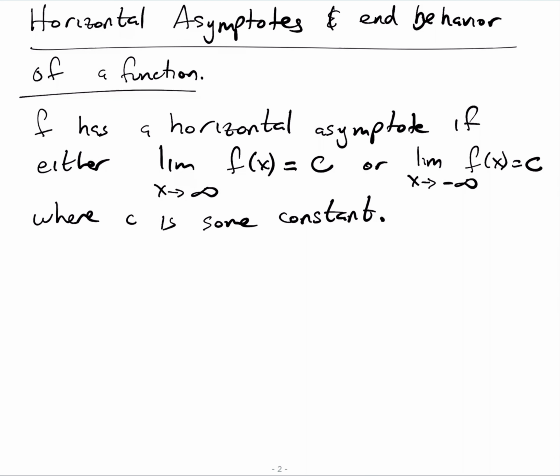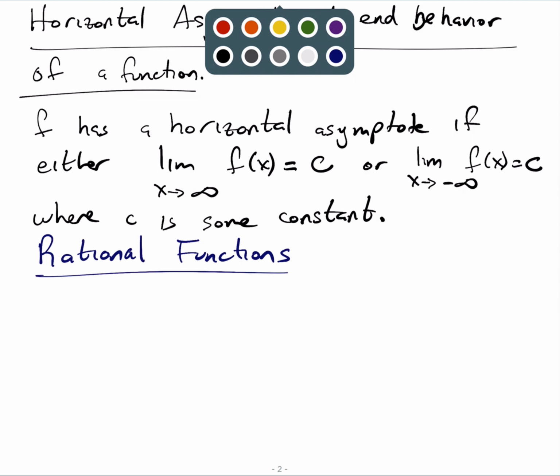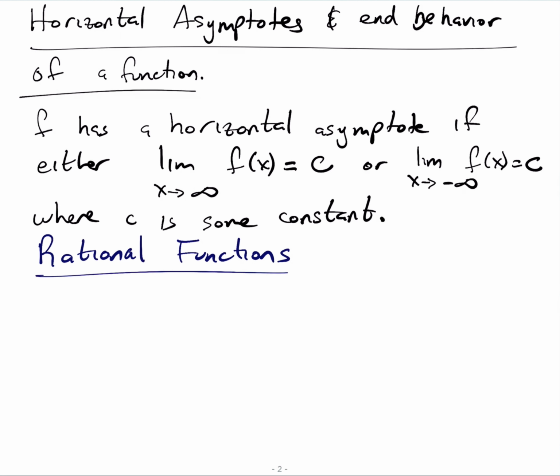Okay, so what are some function types that you've seen in your math career up to this point that have had horizontal asymptotes? What's the most common? Yeah, rational functions, right? So let's take a look at that, because that's the simplest scenario here. Rational functions typically will have one asymptote, right?